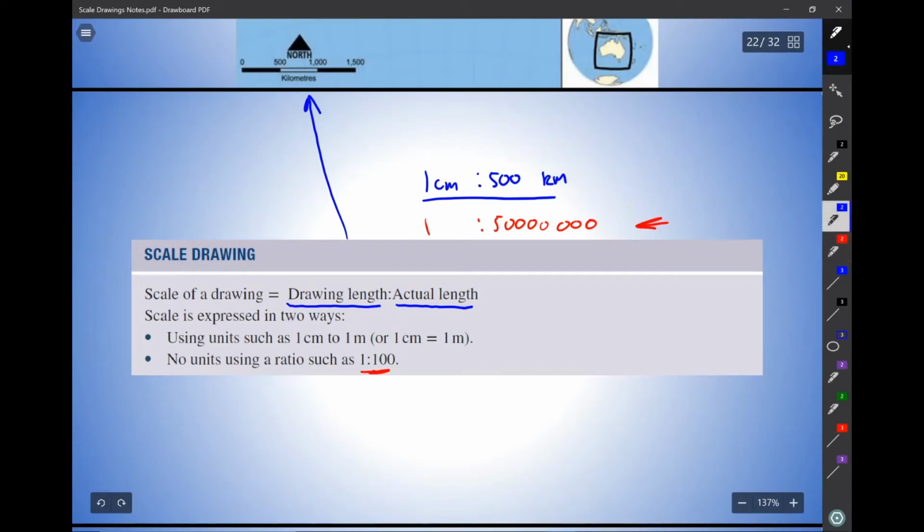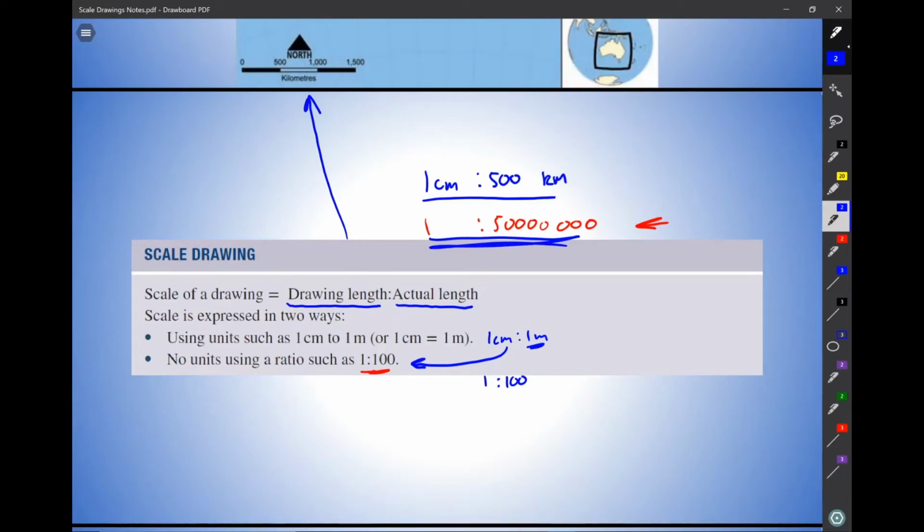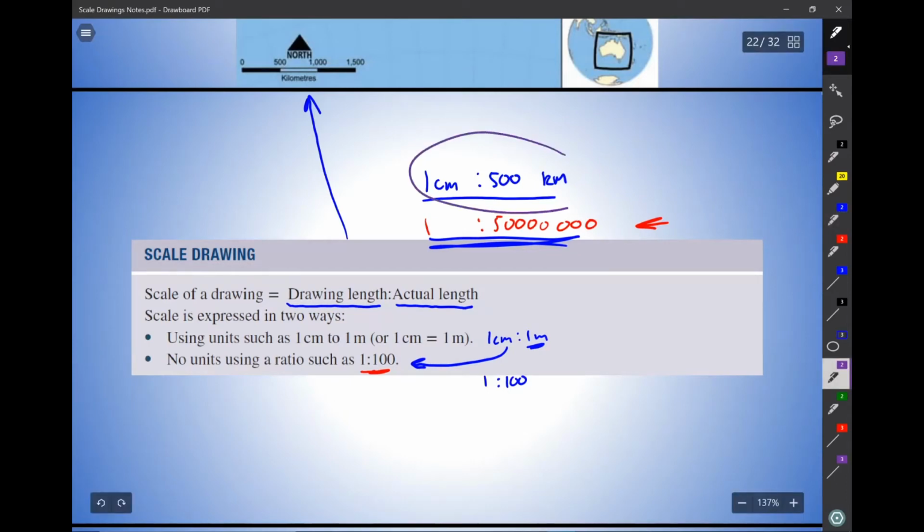But with a more simple ratio, like the one here in the example, 1 centimeter to 1 meter, you can write it without the units as just 1 to 100, because there are 100 centimeters in a meter. Both of those are valid ways to write the ratio. And this still is a valid way to write the ratio. It just doesn't look very clean to have 50 million on one side of your ratio. This one looks a lot neater.